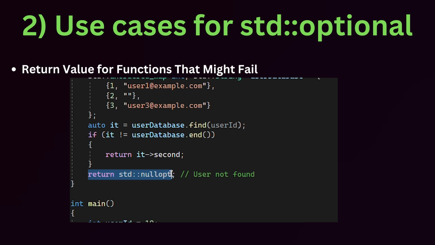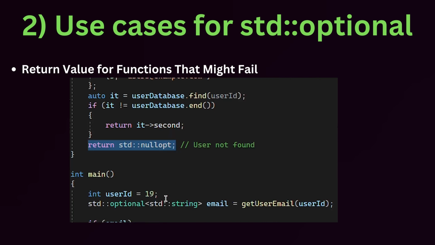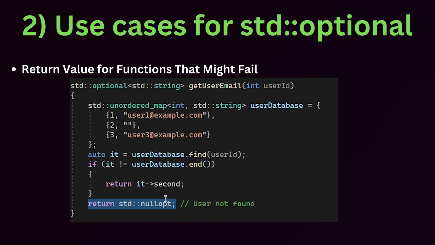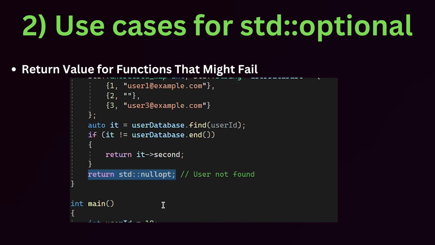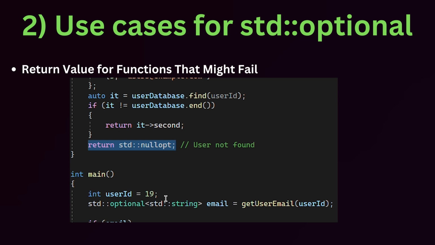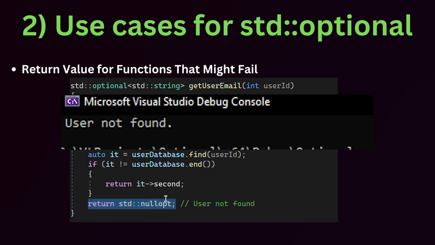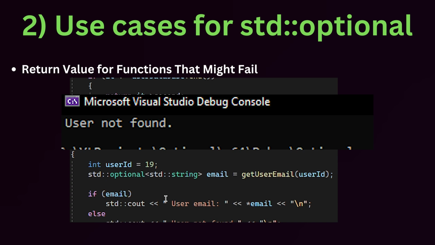We can indicate that there is no user with user ID 19 by returning a null optional value. You might ask, couldn't we just return an empty string? Yes, but then we wouldn't know if the user didn't exist or the user just doesn't have an email address, like in the case of user 2. So this way, we can differentiate between getting an error while searching for an email and just simply having no email set. For user ID 19, it correctly returns user not found.